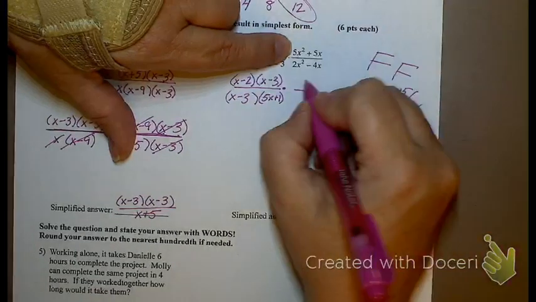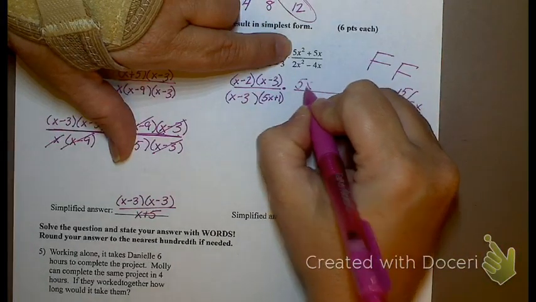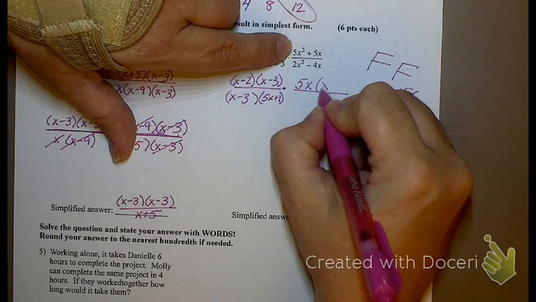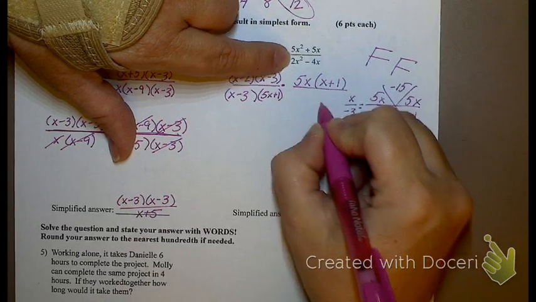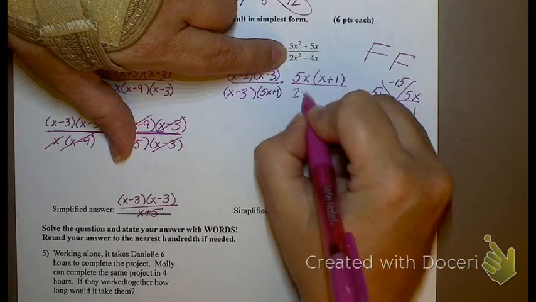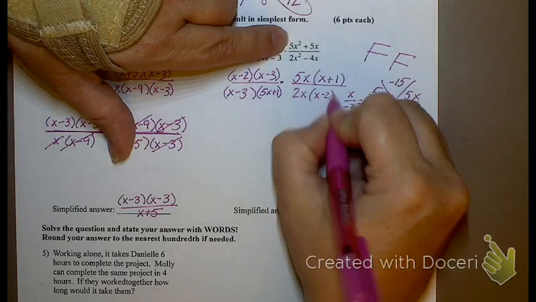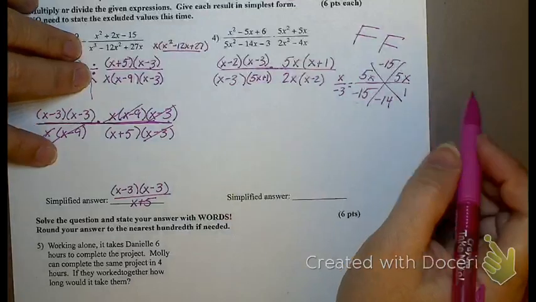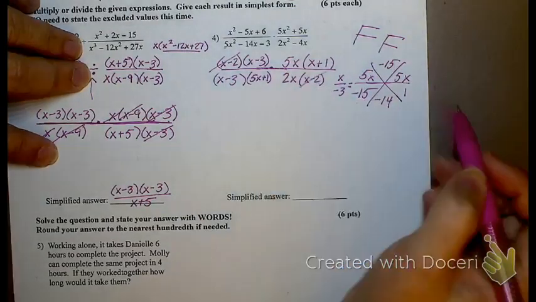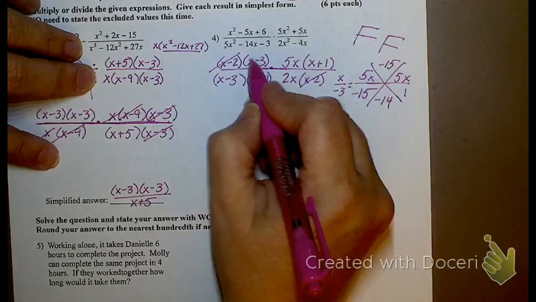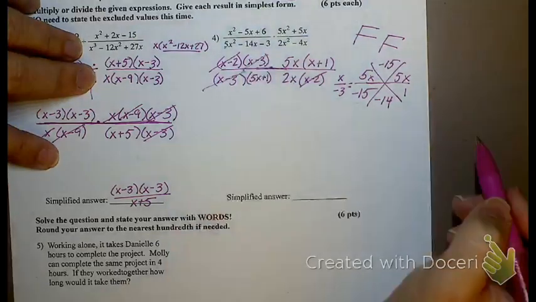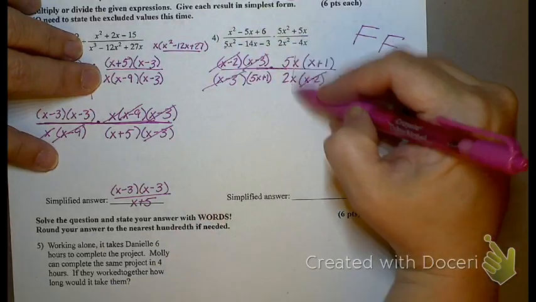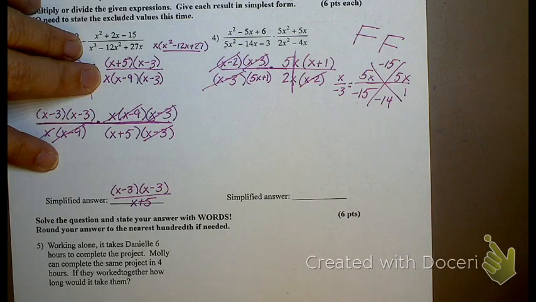Up here, I can take out 5x, and I'm left with what? X plus 1. And down here, 2x and x minus 2. Yeah? One giant fraction. What cancels? X minus 2. That's my starting point. What else? Anything else? X is. I think that's it, right?